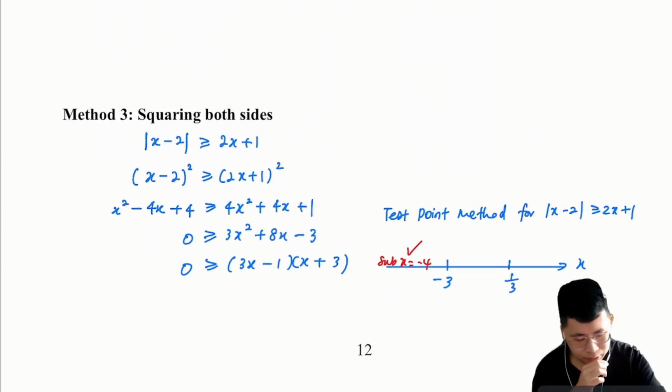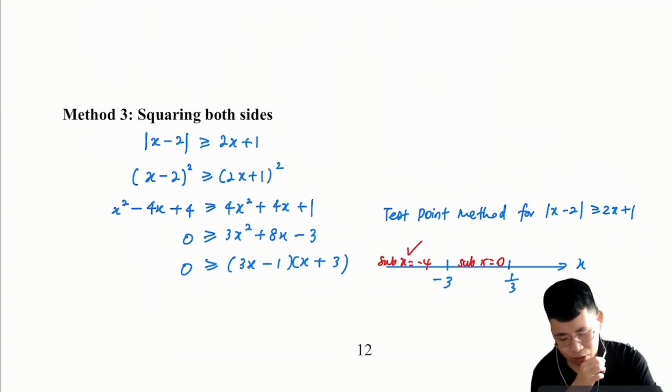Then the next portion, if I were to choose an easy number, let me substitute x equals to 0, right? On the left, it will be 2. On the right, it will be 1. And 2 is indeed greater than 1. So this region satisfies the inequality.